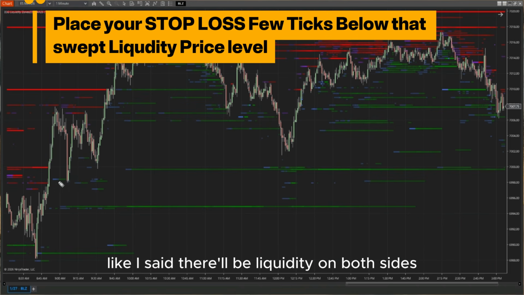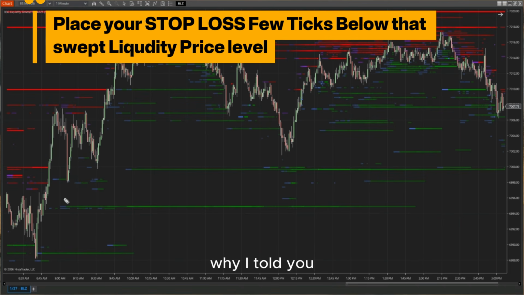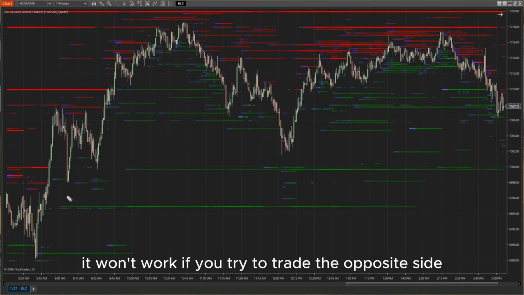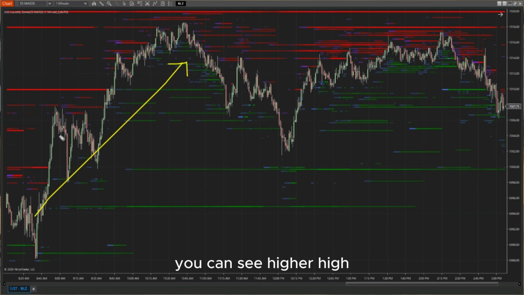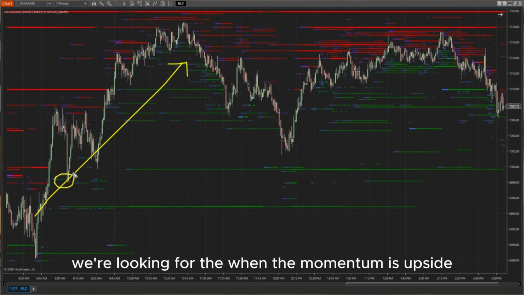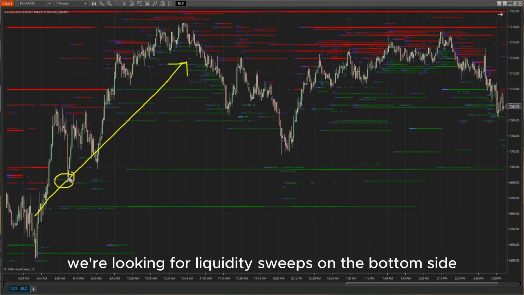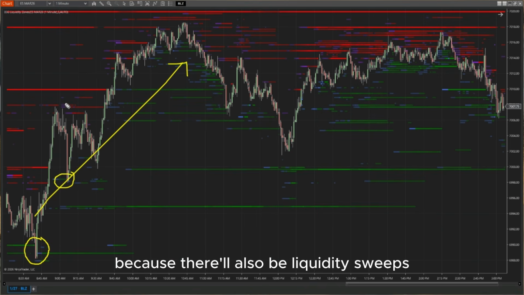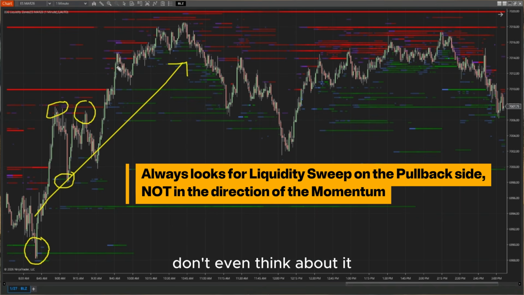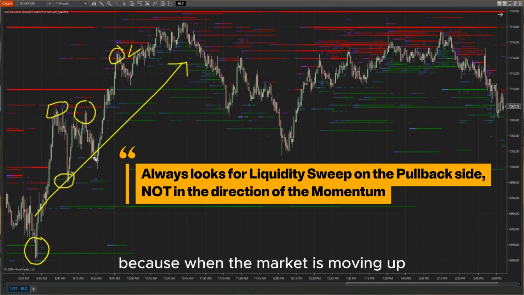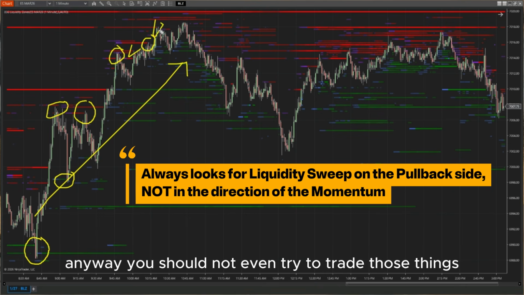Like I said, there will be liquidity on both sides. That's why I told you it won't work if you try to trade the opposite side. Look at this. The momentum is upside, right? You can see higher highs, higher lows. You can see the liquidity sweep here. When the momentum is upside, we're looking for liquidity sweeps on the bottom side, on the pullback side, because there will also be liquidity sweeps on the top side. You should really ignore those. Don't even think about it, because when the market is moving up, it's going to eat a lot of liquidity anyway. You should not even try to trade those.